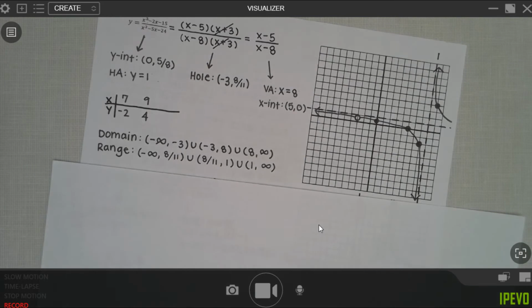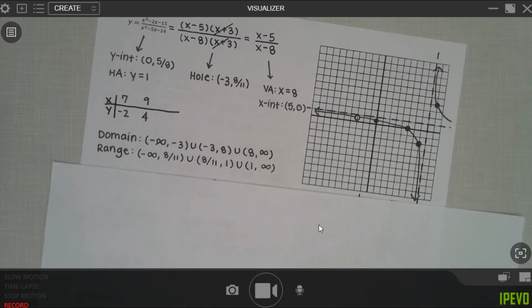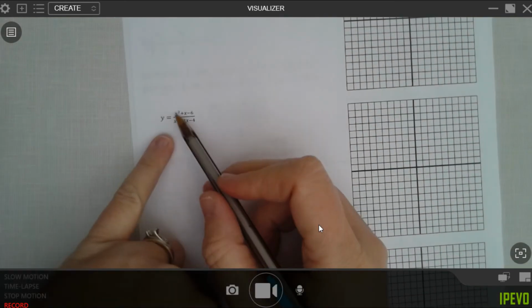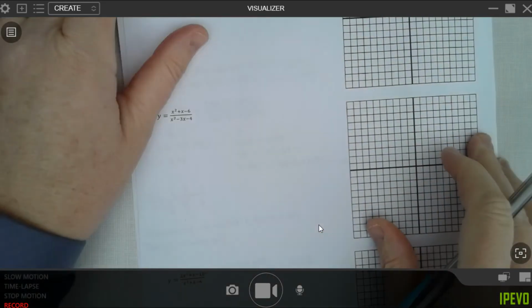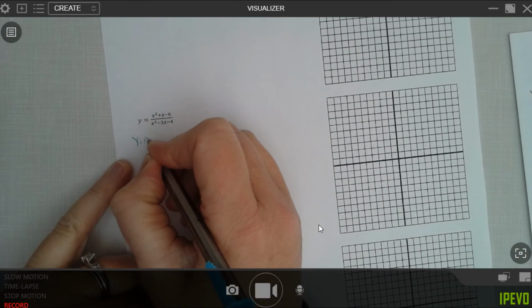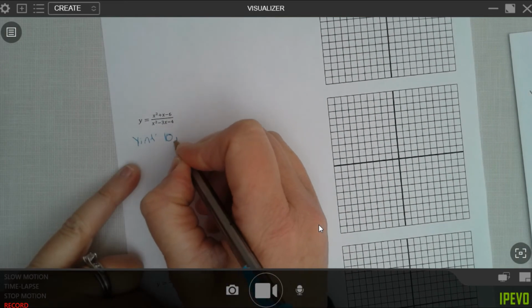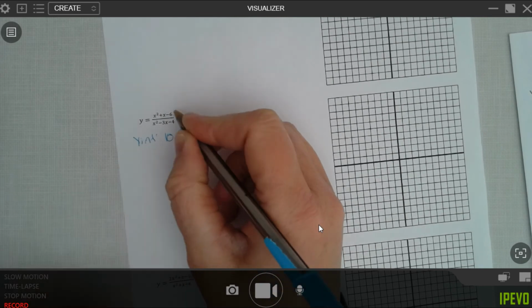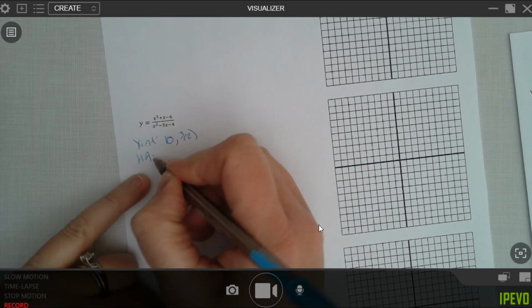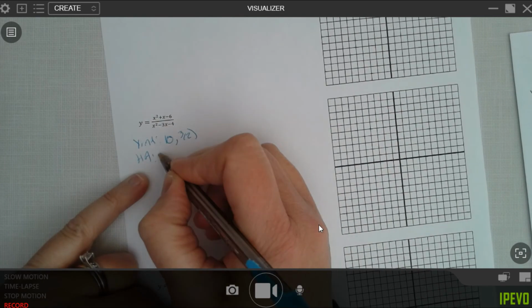All right, so now on to the next question. Again, on this one, make all of these zeros. So I get -6 over -4. So my y-intercept is going to be (0, 3/2), because that's 6 over 4. The horizontal asymptote, divide, so it's a 1 over 1, so I get 1.